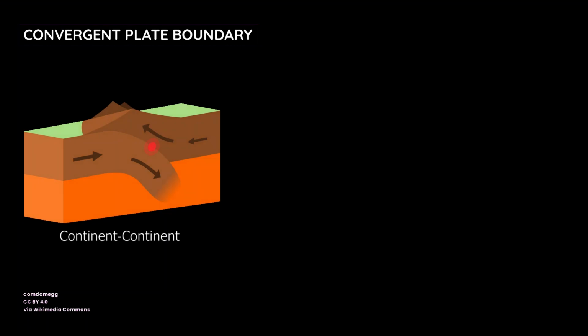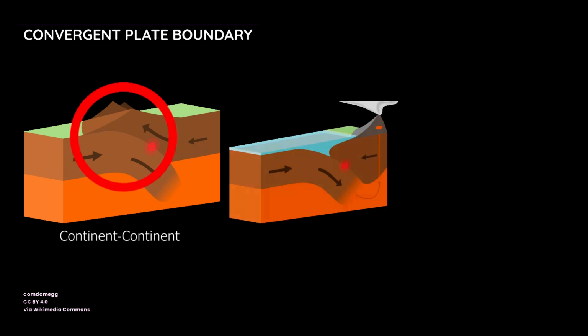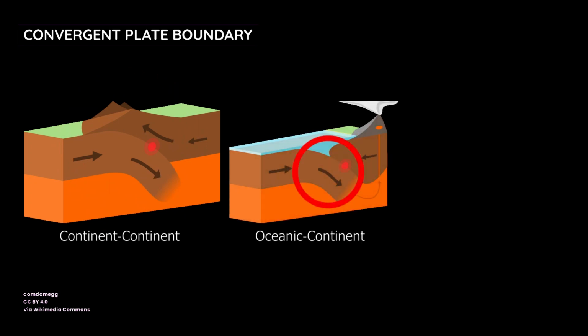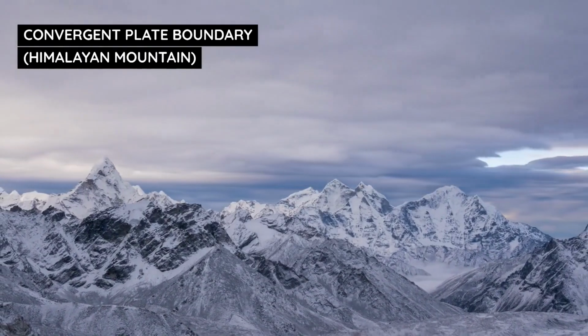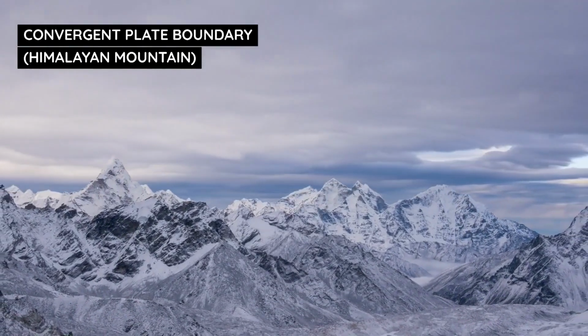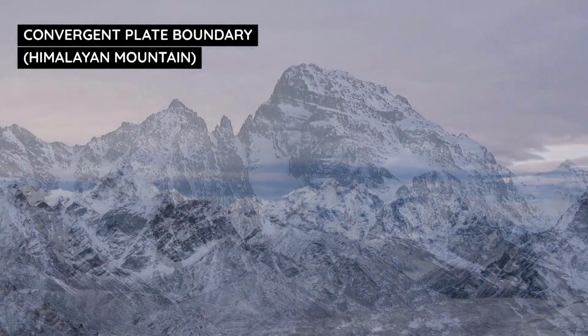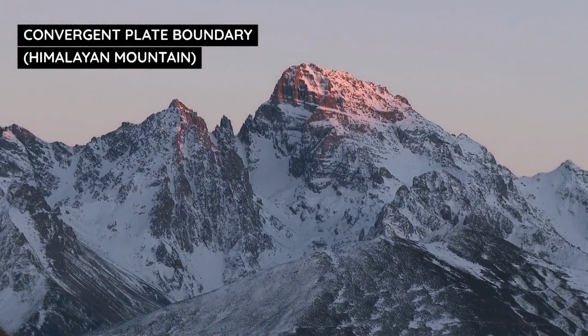Next, convergent plate boundaries occur where two tectonic plates move towards each other. This can result in one plate being subducted, pushed down, beneath the other plate, or in the plates colliding and crumpling up into mountains. The intense pressure and friction generated by the movement of the plates can result in large earthquakes. One example of a convergent plate boundary is the Himalayan mountain range, which was formed by the collision of the Indian plate with the Eurasian plate.